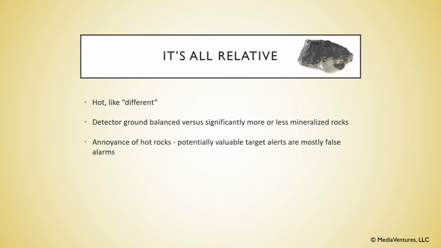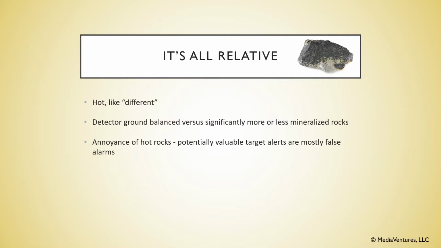So here, let's talk about relativity. It's all relative. By the way, the picture on the right is a piece of magnetite, which is a form of hot rock. Hot is hot like different. So your detector is ground balanced for the ground that you're traveling and searching over. This is a battle between the detector ground balance and significantly more or less mineralized rocks that you come across.